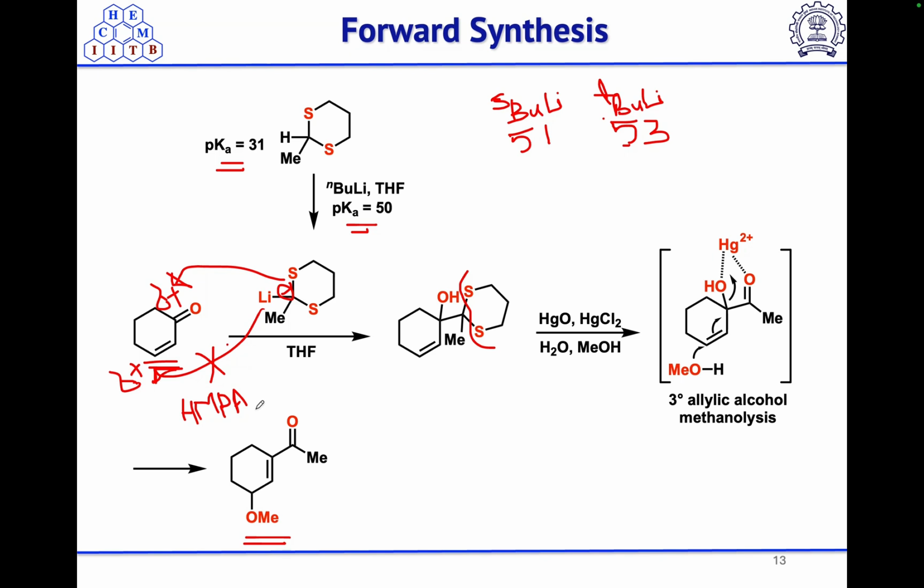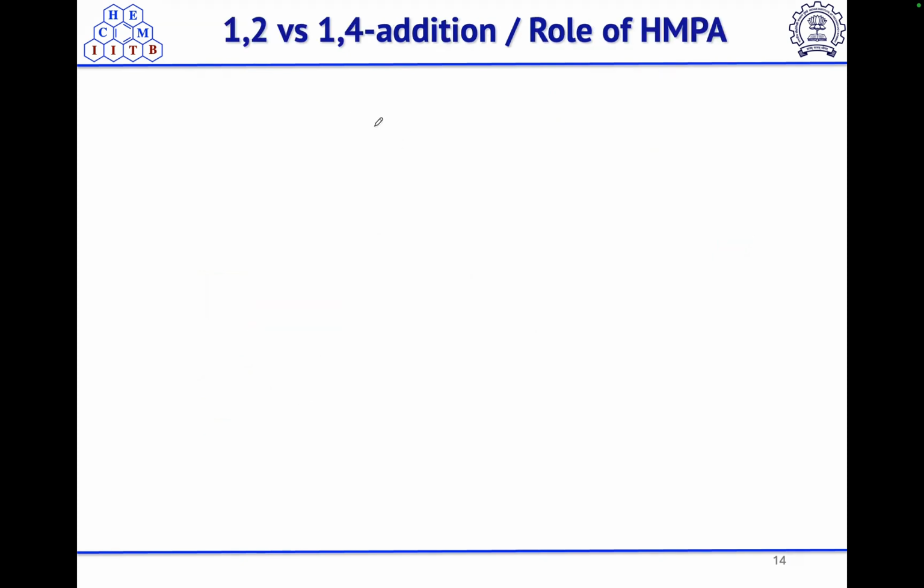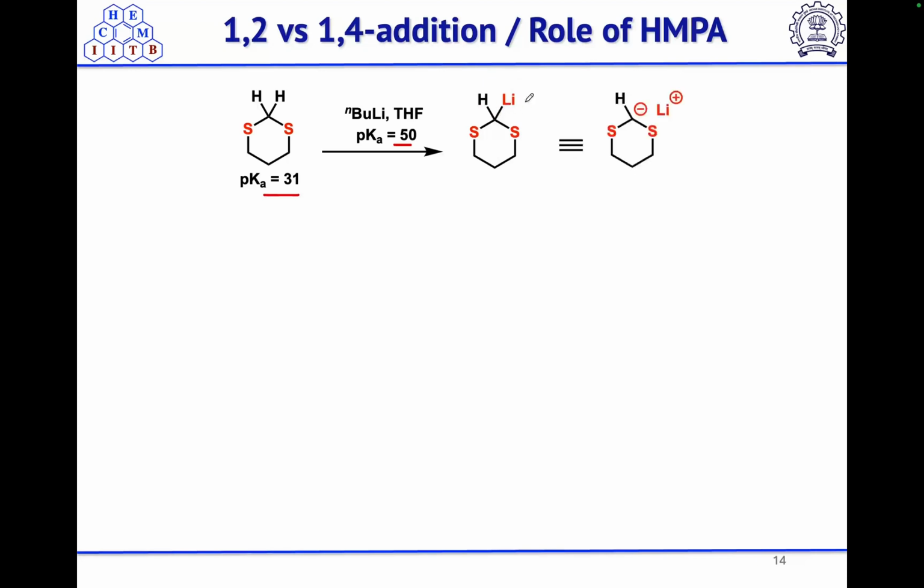The role of HMPA, and what is the role behind 1,4 addition when you use HMPA. So let's look at 1,2 versus 1,4 addition and the role of HMPA. Basically this 1,3-dithiane compound has a pK of 31, and if you want to deprotonate this CH, you have to use n-butyl lithium, which has a pK of 50. Now, after having this lithiated species, basically this is C minus Li plus.